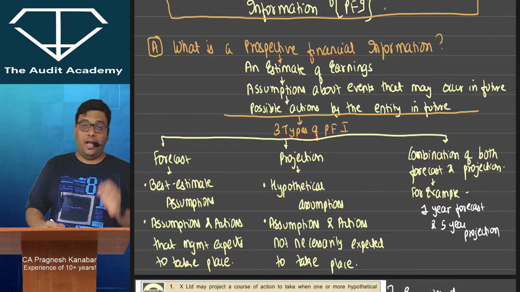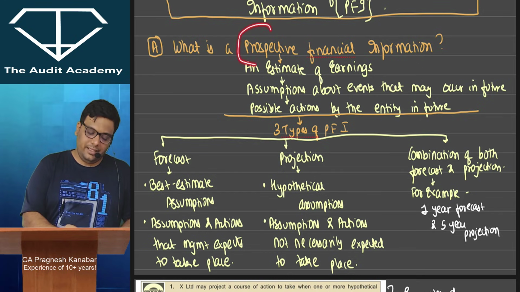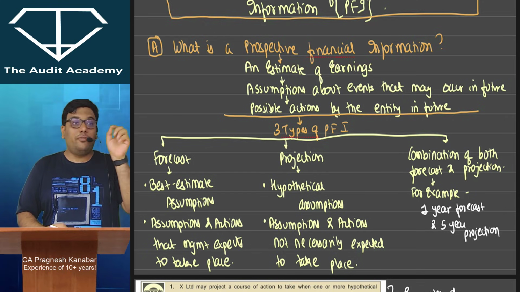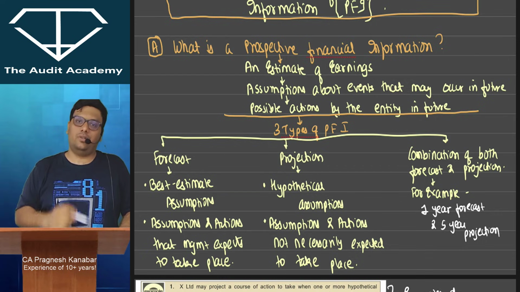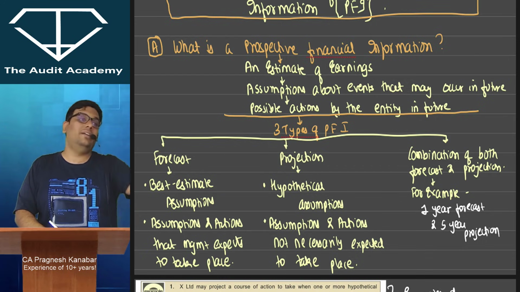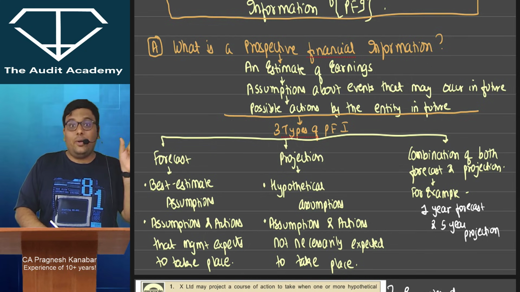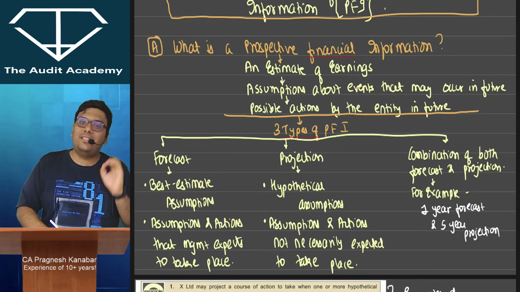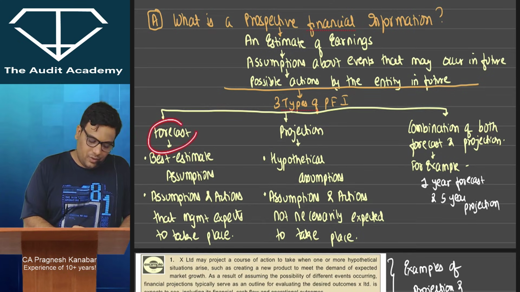However, one MCQ-oriented point: there are three types of prospective financial information. Whenever you hear the weather department give a forecast, why do we call it a weather forecast and not a weather projection? It is called a forecast because they tell you that in the next 3 days so and so things will happen, in the next 10 days so and so things will happen. That is also an estimate, but a very accurate estimate, I must say. The estimate is prepared on the basis of best estimate, and that is why it is called a forecast.